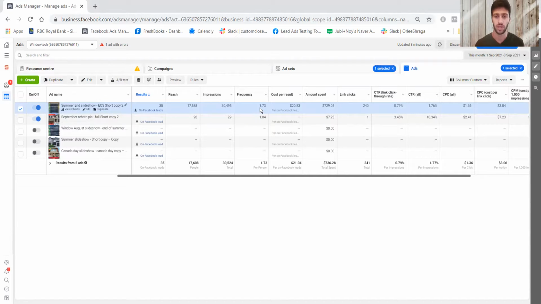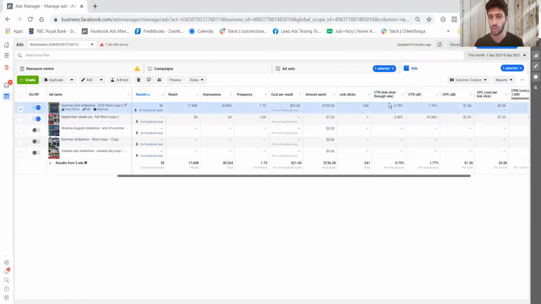The frequency, you generally want to stay maybe below 3. Once it goes a bit above that, like 4 or 5, especially when it goes beyond that, you're stretching out your audience, you have a lower audience. We're going to talk a bit more about that later. Cost per result is, of course, how much it costs you to generate one result. The amount you spent, link clicks, how many times people clicked on the link.